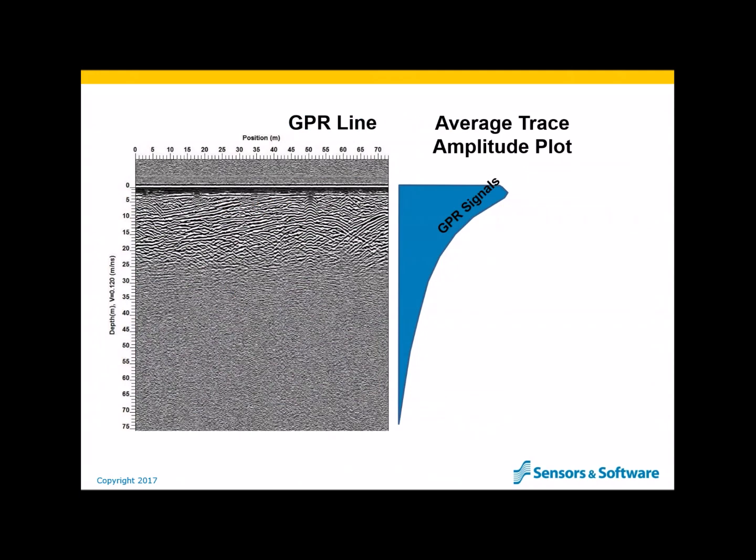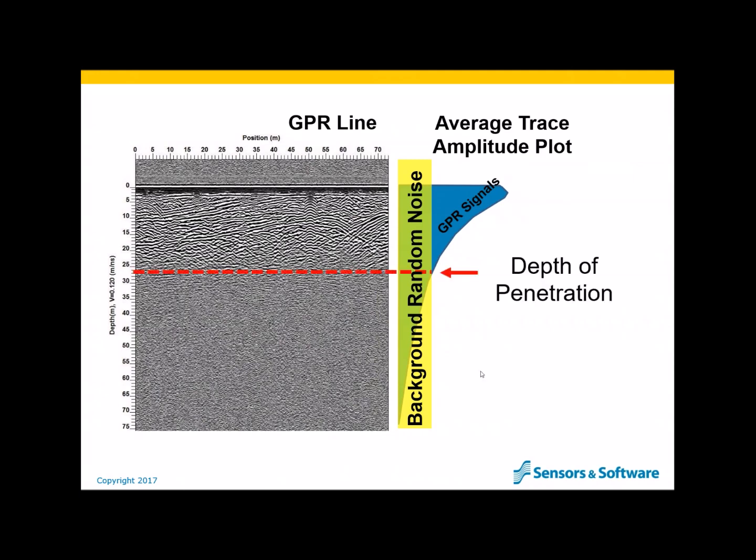The last topic of this webinar is noise. In part one of this webinar, I talked about random noise. This is radio frequency noise from other sources like radio stations, communication towers, cell phones, walkie-talkies, the universe, the sun, lots of things generate radio signals. You recall this slide, which shows that once the GPR signals attenuate to the same level as the random noise floor, that is the depth of penetration.